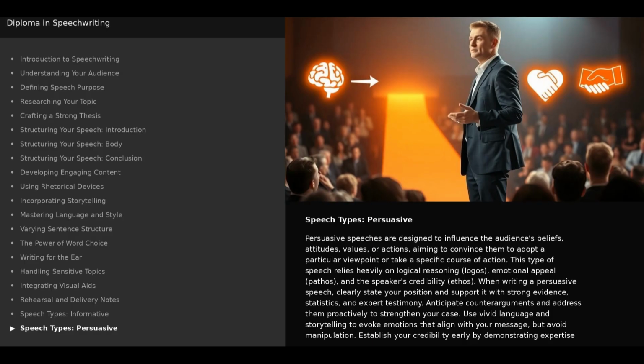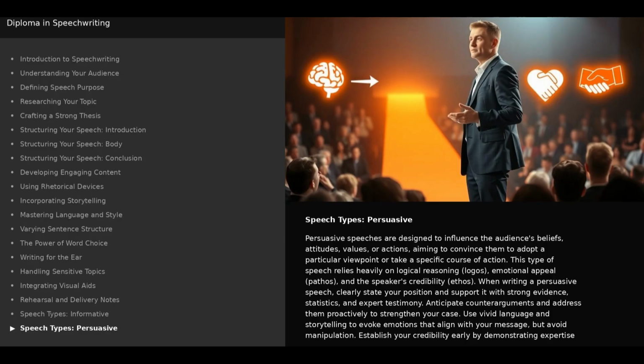When writing a persuasive speech, clearly state your position and support it with strong evidence, statistics, and expert testimony. Anticipate counterarguments and address them proactively to strengthen your case. Use vivid language and storytelling to evoke emotions that align with your message, but avoid manipulation. Establish your credibility early by demonstrating expertise and trustworthiness.